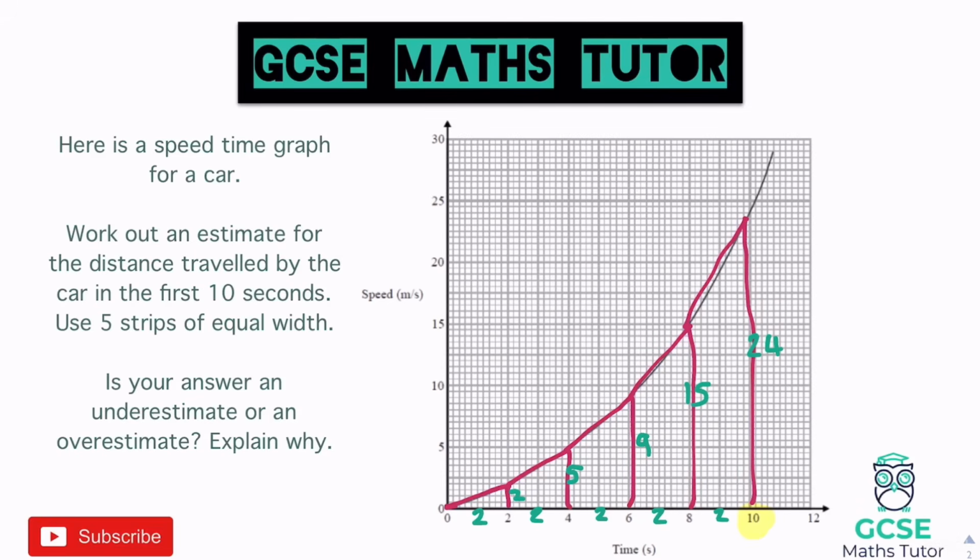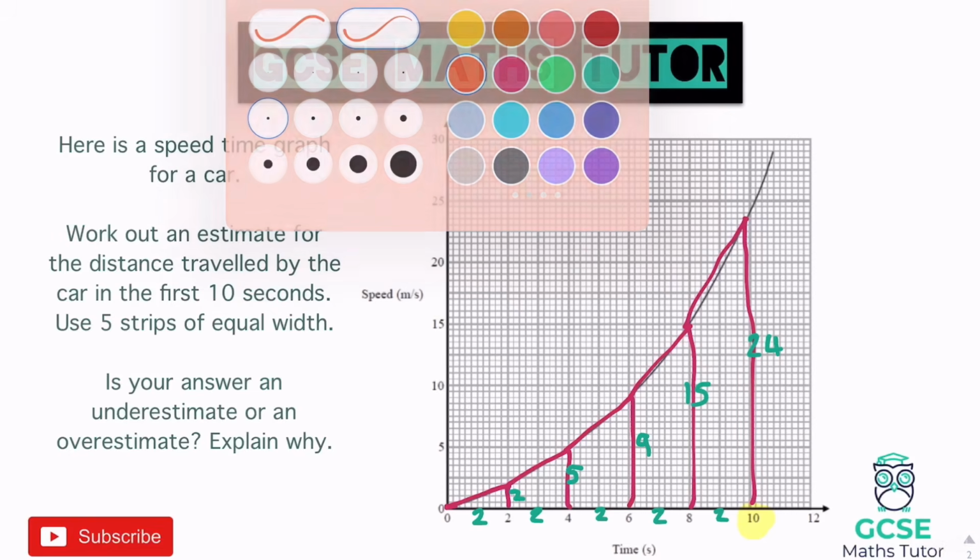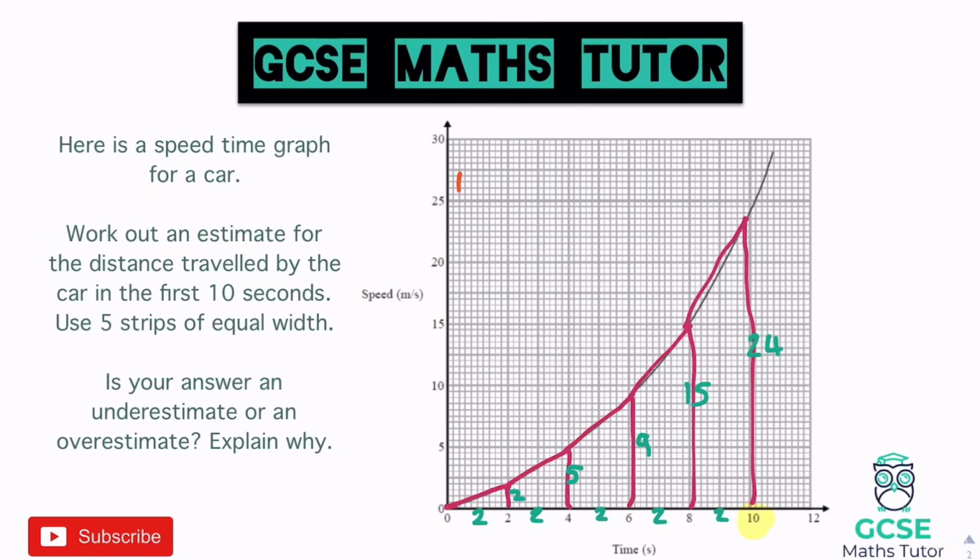I'm going to start off with the triangle. Now, I've not got a huge amount of space, so let's go for a different colour, we might be able to see a bit better. So number 1, that triangle there. We've got base times height divided by 2. So we've got 2 times 2, which is 4, divided by 2, which is 2. So let's have a look. And again, this is in metres per second, so our units are going to be metres. So we've got 2 metres there for the first one.